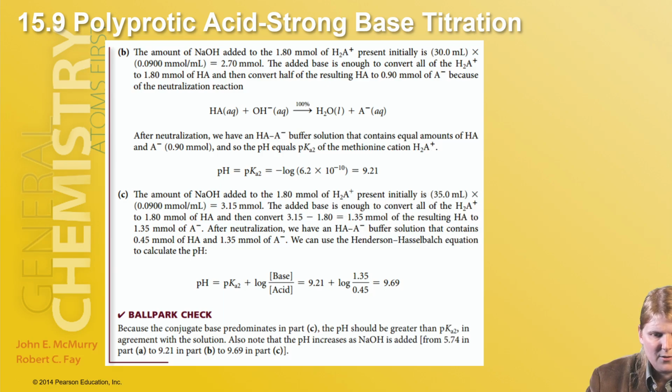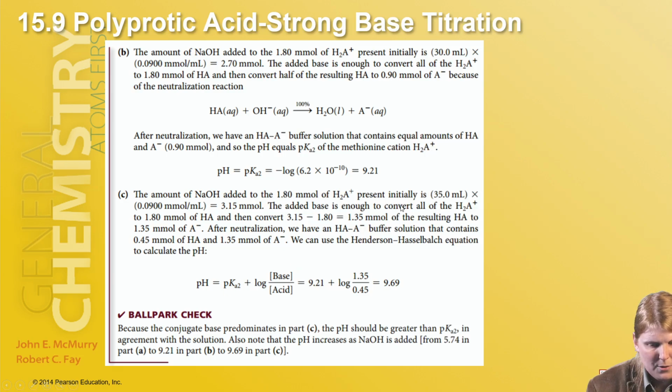So in this case, we've added this. The added base converts everything, and then converts the remaining HA to A minus. So that means that we're able to just use pKa2, and at this point we have a half situation, so our pH is equal to the pKa2, and that allows us to calculate the next pH.